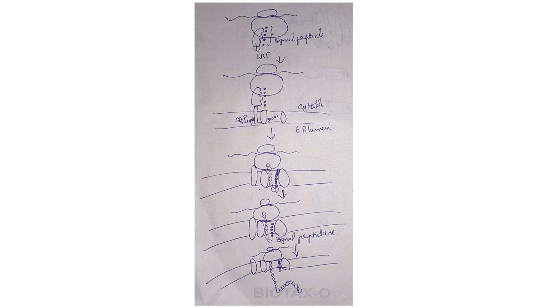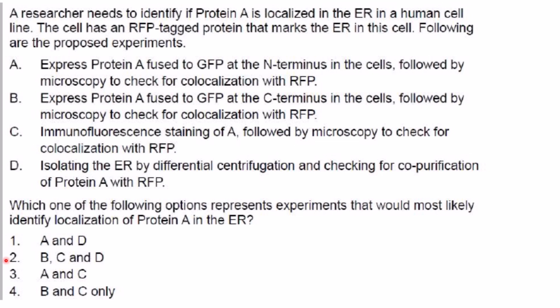So this is what is happening, but remember the point: at the N terminus you have got the signal peptide, and it will be cleaved off by the signal peptidase once the protein enters into the endoplasmic reticulum lumen. Remember that point. Okay, now next question.